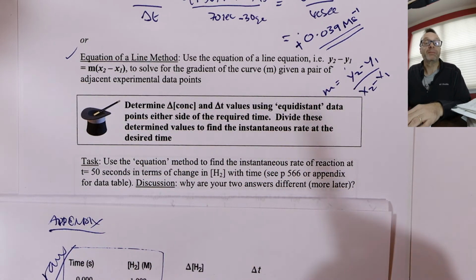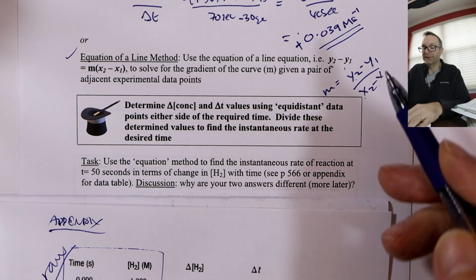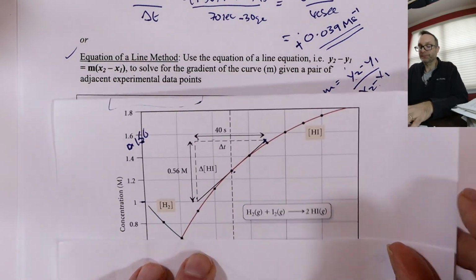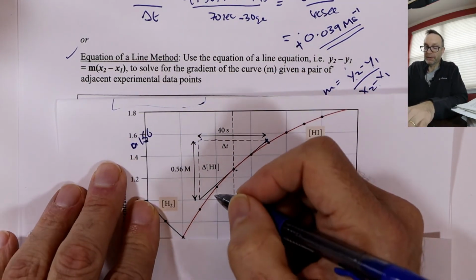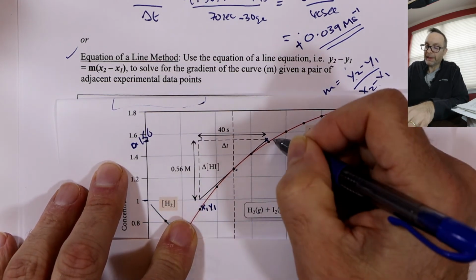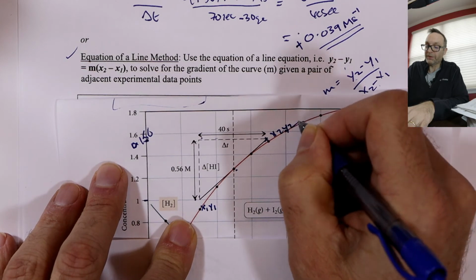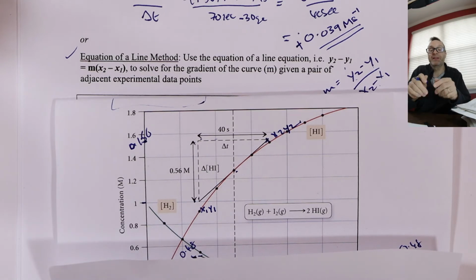So we solve for m. The gradient is the slope, okay? And we have two adjacent points. So if we go back here, that might be x1, y1. That might be x2, y2. And you've got to keep it straight. The one that happens sooner is x1, y1. The one that happens later is x2, y2, okay?